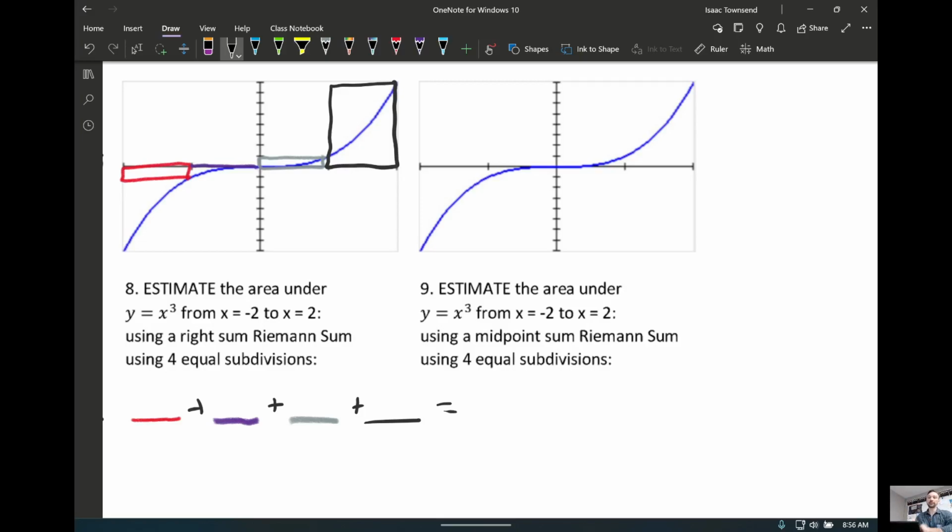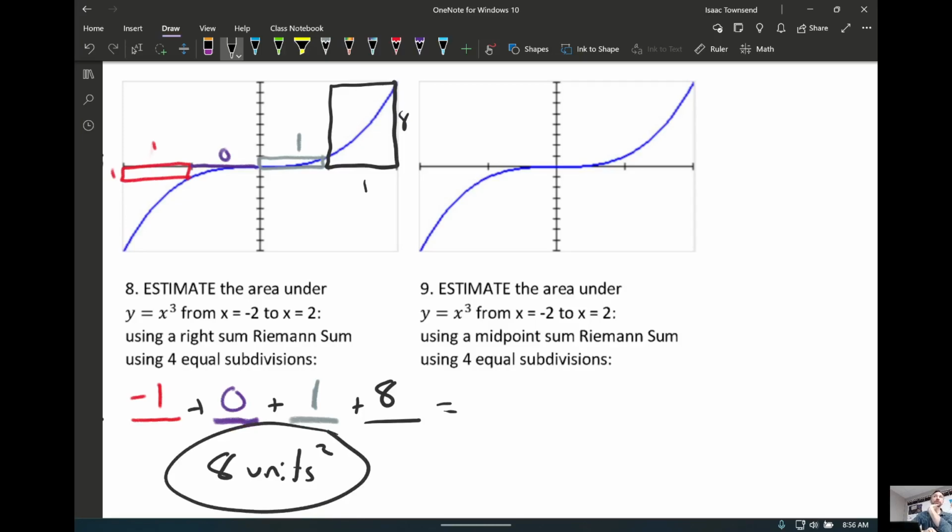Okay, your far left rectangle should be 1 by 1, but is below the x-axis, so -1 area. Your second rectangle was 1 by 0, so 0 area. Your third one should be 1 by 1. Again, I know that 1 tick mark horizontally is much bigger than 1 tick mark vertically, but it's still 1 by 1. It's above the x-axis, so that would be +1. And then the last one was 1 by 8. So in the end, 8 square units. Everybody okay with that one?